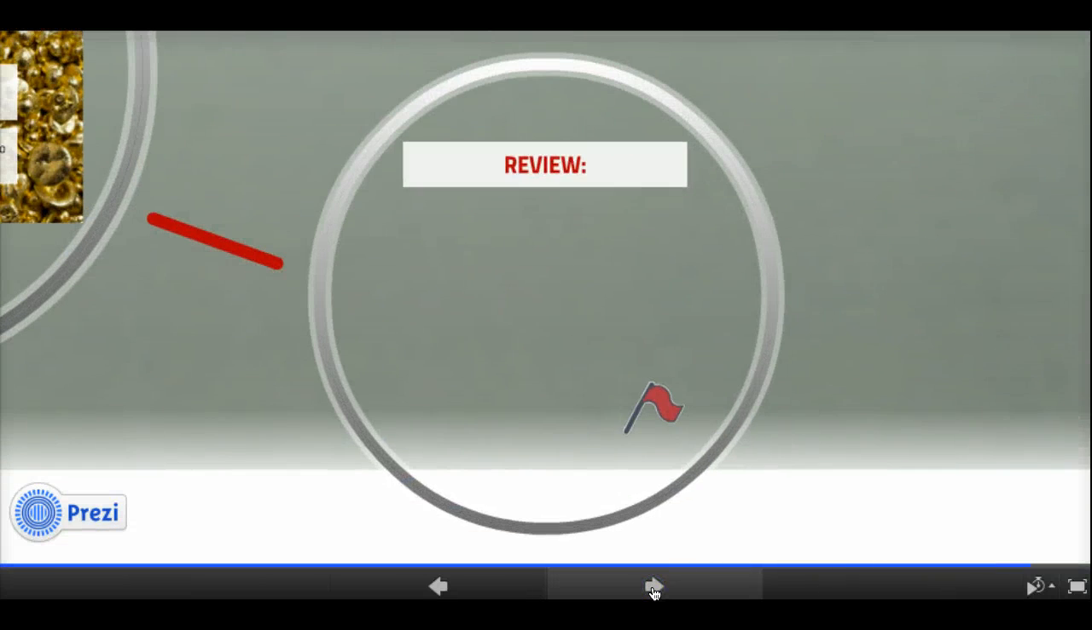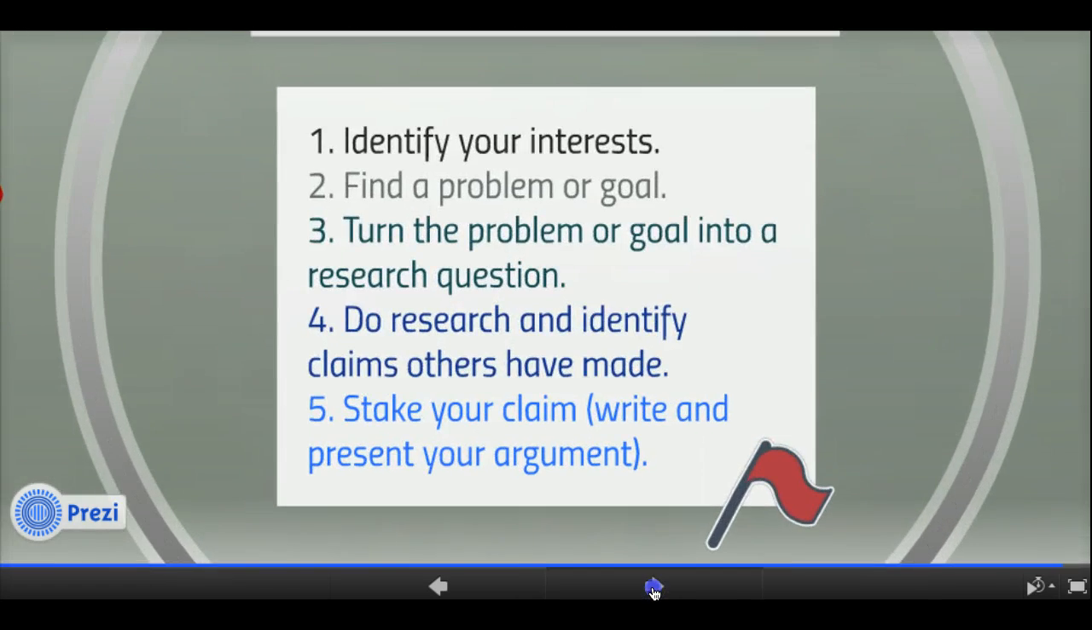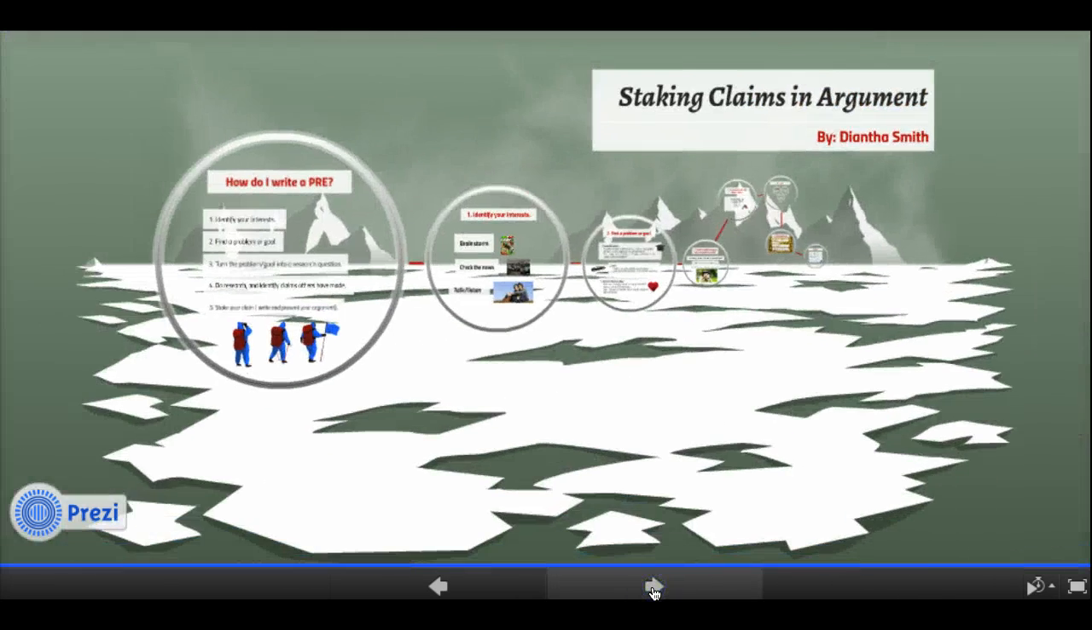So, to review, these are the things that we're going to be doing this semester. We're going to be identifying your interests. Within those interests, we're going to be finding a problem or goal. We're going to turn that problem or goal into a research question. We're going to do research and identify the claims that others have made, and eventually you're going to stake your own claim and write and present your argument. That's our whole goal. That's the whole journey that we're going on this semester.